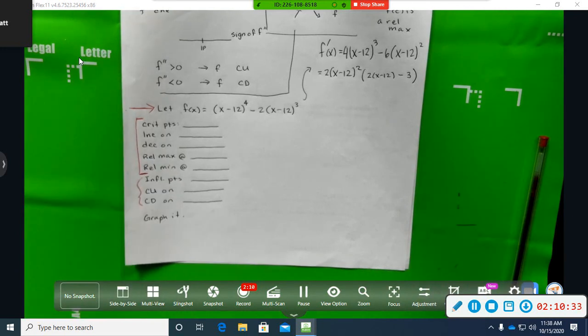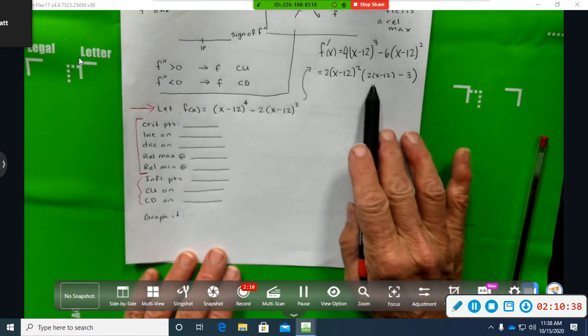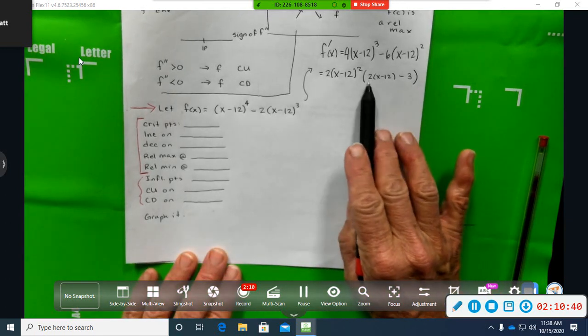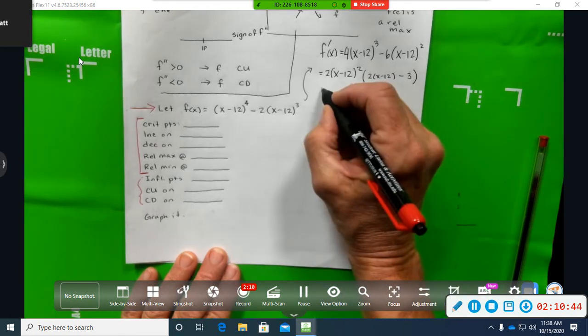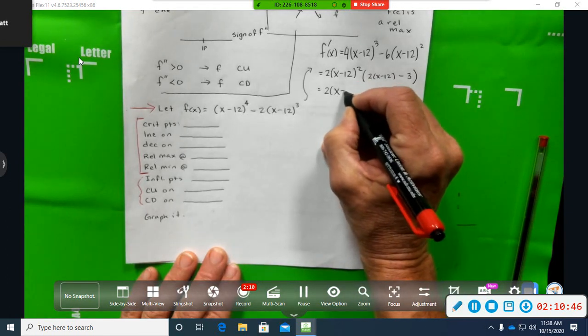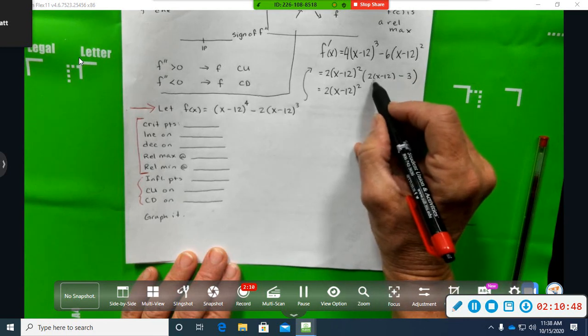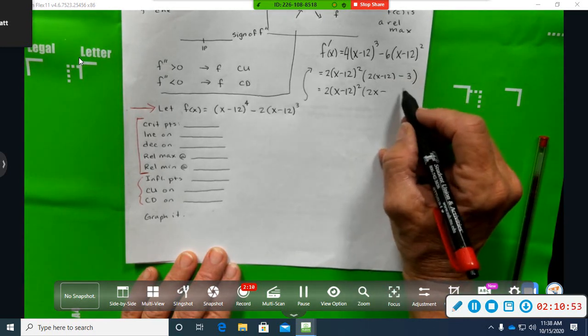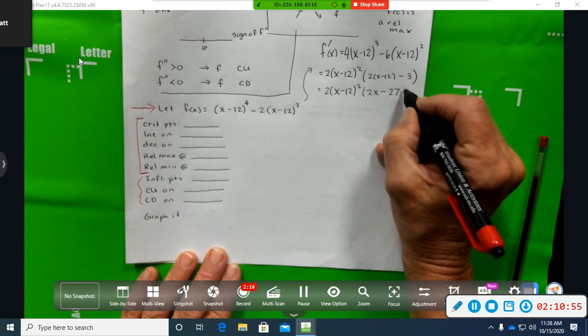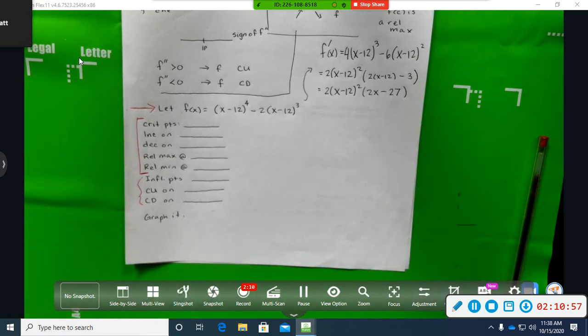Are you with me to that? So let's go ahead and combine terms in here. I'll have 2x minus 24 minus 3, which gives me 2x minus 27. Are you happy with that? Anybody happy with that? One person is happy with that.